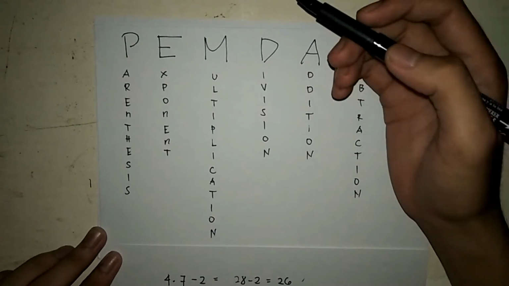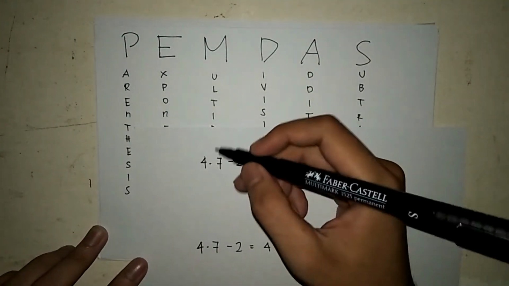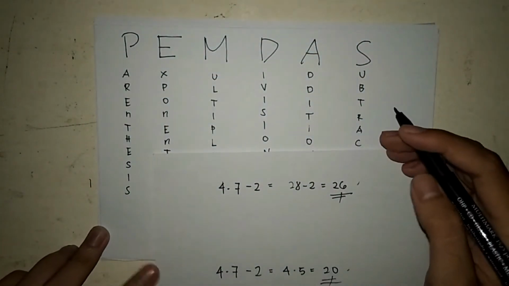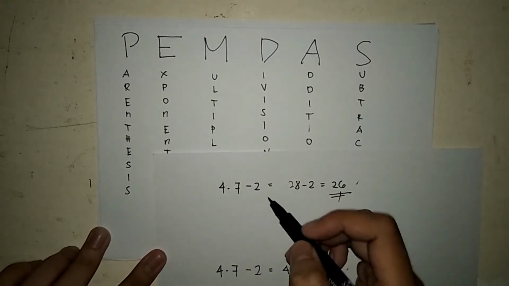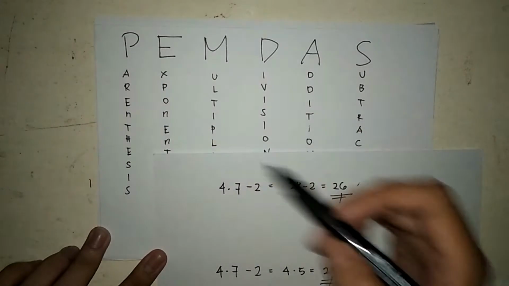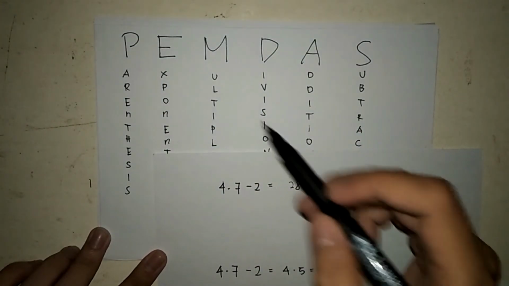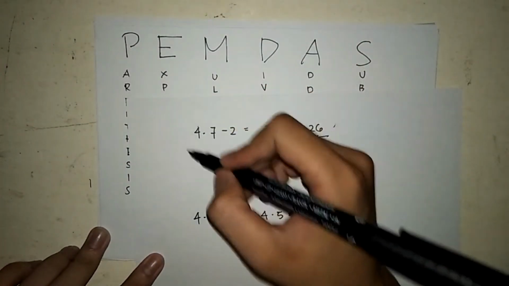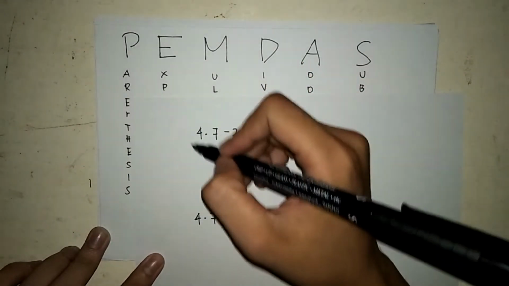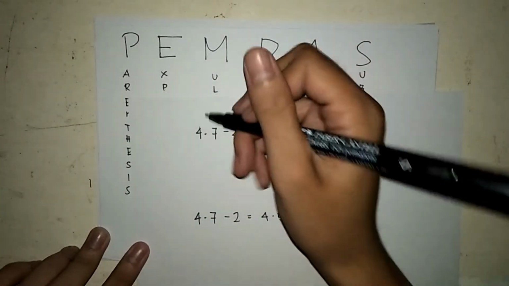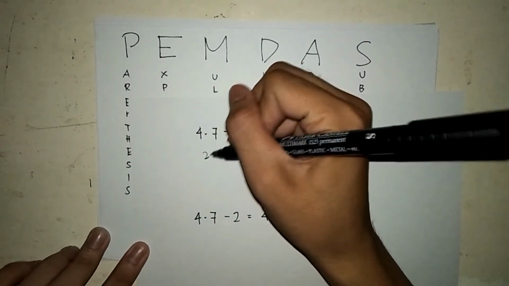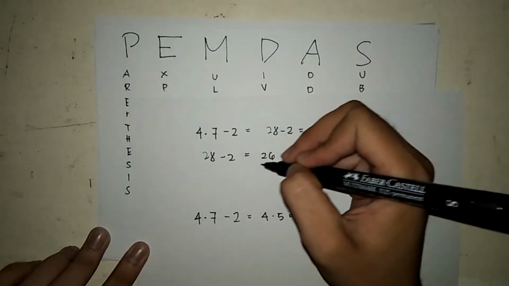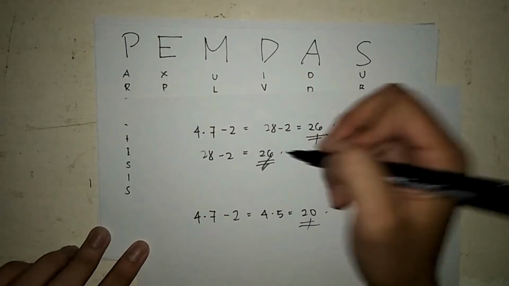So first, you need to find example dito sa sample natin. So first, hanapin natin if may parenthesis ba sa problem na to. So wala. So if wala, go for the next, which is exponent. Walang exponent. Go for the next, which is multiplication. So dito, may multiplication which is 4 times 7. So ito yung isosolve natin una, multiplication. 4 times 7 is equals to 28. Tapos minus 2 will give us 26. So ito yung correct answer, 26.